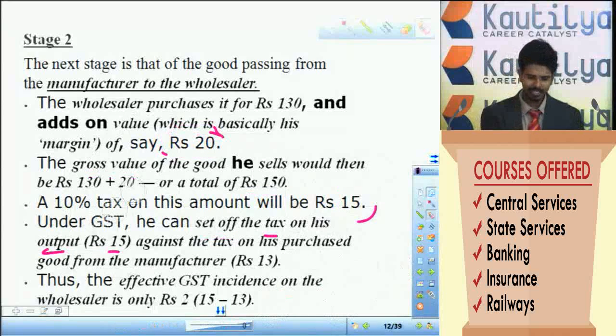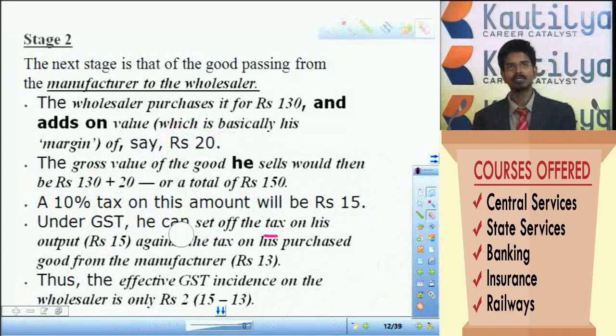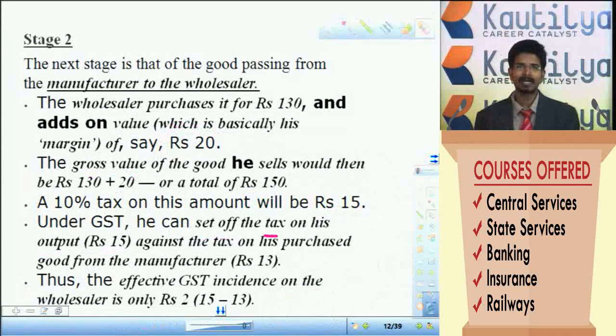See, when he is buying this product for ₹130, in this ₹130, 13 rupees is the indirect tax paid by the manufacturer. This is included in this ₹130. So the wholesaler has already paid 13 rupees indirectly, and now GST is calculated only on the remaining amount. That is why it is only ₹2.